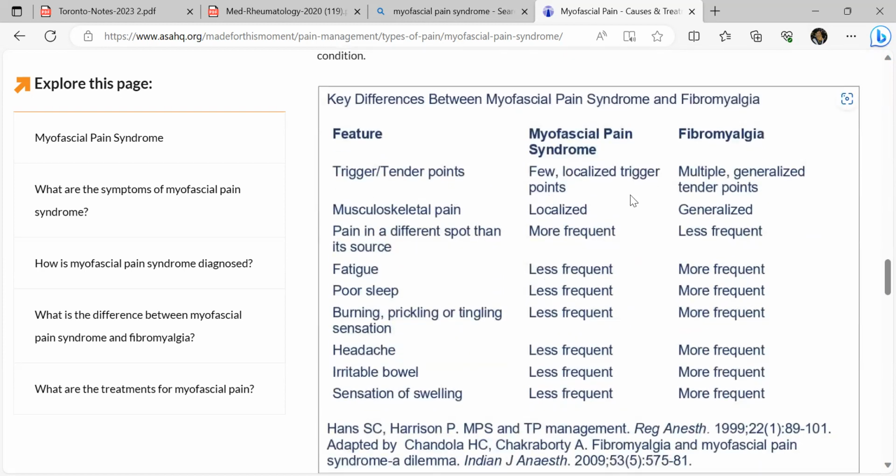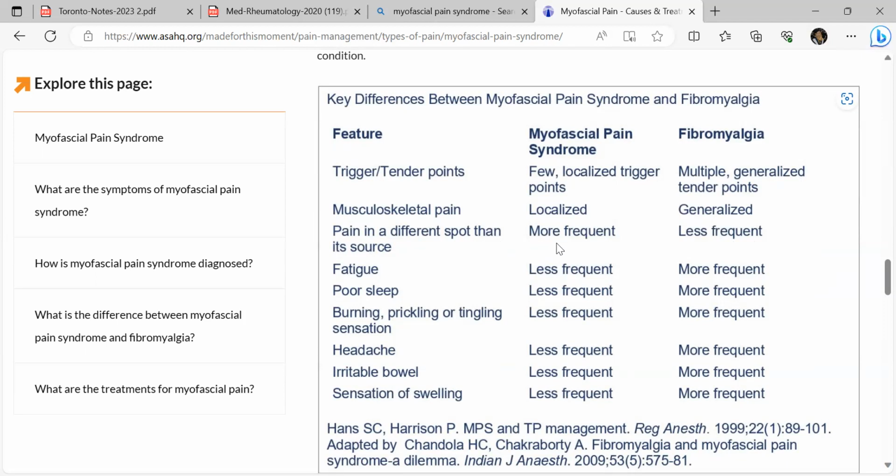In myofascial pain there are few localized trigger points, and here they will be having multiple generalized tender points. Musculoskeletal pain will be localized in one and generalized in the other. Pain in a different spot than its source is more frequent in one and less frequent in the other. Fatigue is less, poor sleep is less, burning or tingling sensation is less, headache is less, irritable bowel is less, sensation of swelling is less, and all of these are present in fibromyalgia. So basically fibromyalgia is generalized, widespread. There are tender points also, and the musculoskeletal pain is generalized.